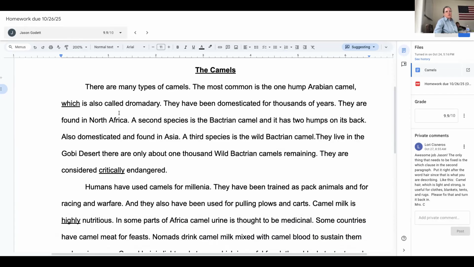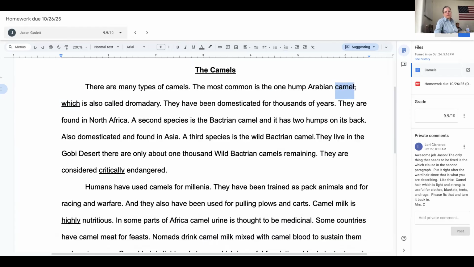Good. His which clause, see where he has which right here? Look at the screen. I've just highlighted it blue. You don't even need your paper. How about you just read this sentence right here, the one that has the which clause, Jason. "The most common one is the Arabian camel, which is also called dromedary." Give me 5. That is perfect. Do you see how he has which right after camel here? And he's telling more about the camel. That's what the which clause does. It tells more about whatever it's after.